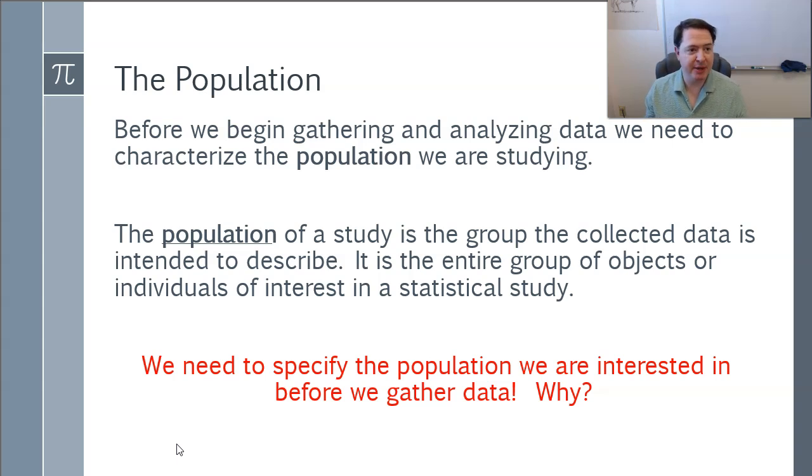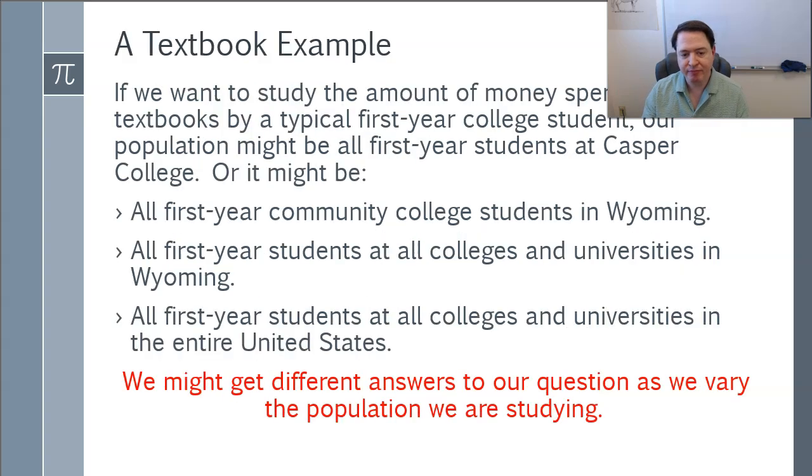And the reason why is because that's actually telling us who we should be gathering the data from. Right? It may restrict things so that it's actually easier to directly target who we're trying to get data from, or it may just make it more clear so that we understand what we're working with. So let me go through some examples of what populations we might be interested in as we're trying to study the amount of money that first-year college students spend on their textbooks.